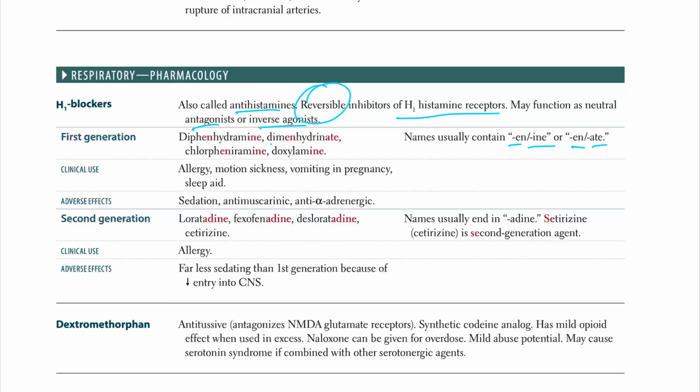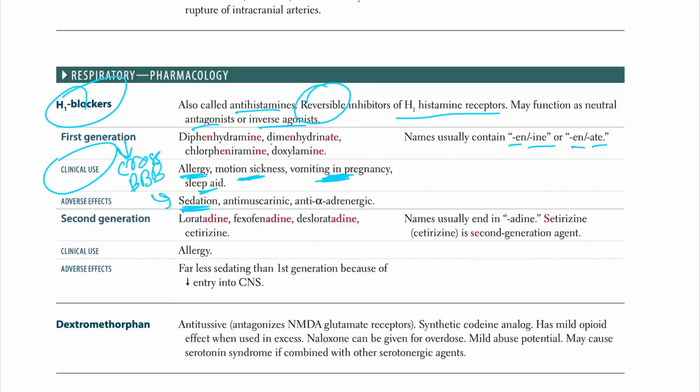Clinical uses of these H1 blockers are allergies, motion sickness, vomiting in pregnancy (high yield), and as a sleeping aid. Since they're just blocking the H1, they are used here. The important thing is that the first generation, the way I think about it, is the first thing they make, so they don't make it perfect. So they cross the blood-brain barrier, and when they cross the blood-brain barrier, it causes sedation.